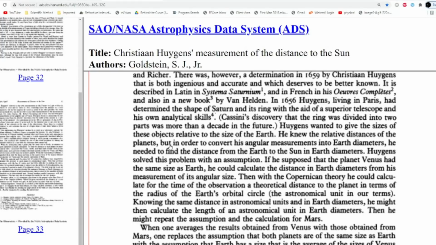He knew the relative distances of the planets, but in order to convert his angular measurements into Earth diameters, he needed to find the distance from the Earth to the Sun in Earth diameters. Huygens solved this problem with an assumption. This is begging the question.